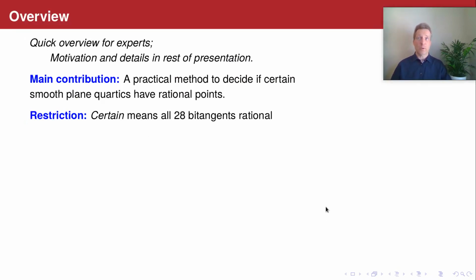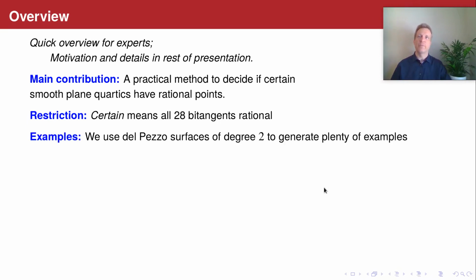I'll start out with a quick overview of our main contributions and results, and then spend the rest of the talk on motivation and details. Our main contribution is a practical method to decide if certain smooth-plane quartics have rational points. Certain here means all 28 bitangents of the smooth-plane quartic are rational.